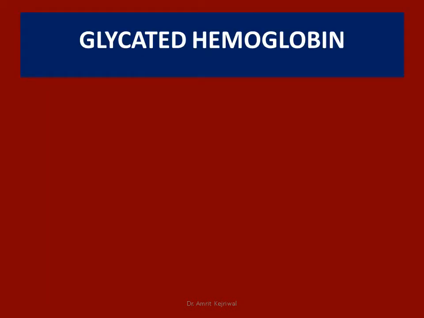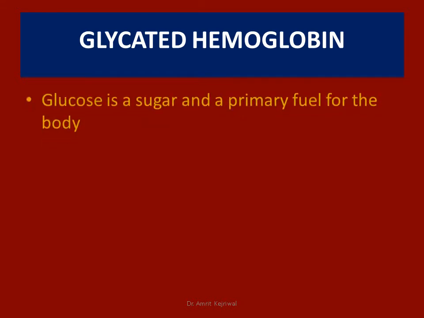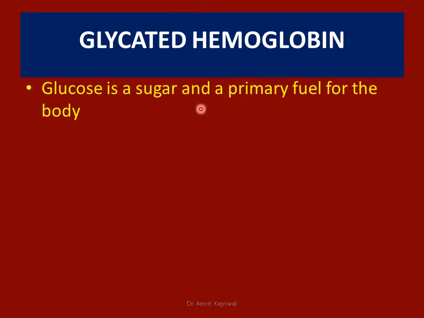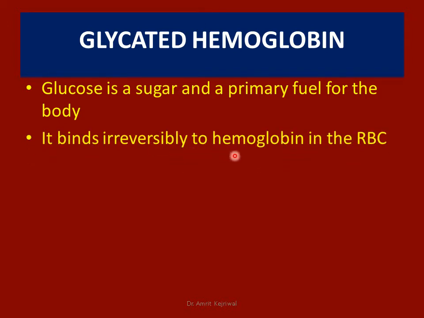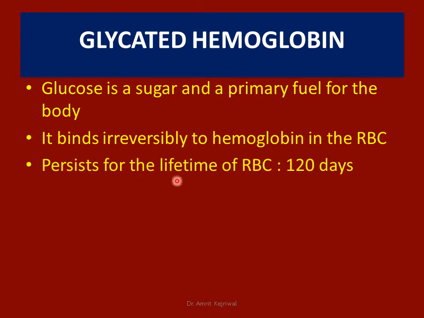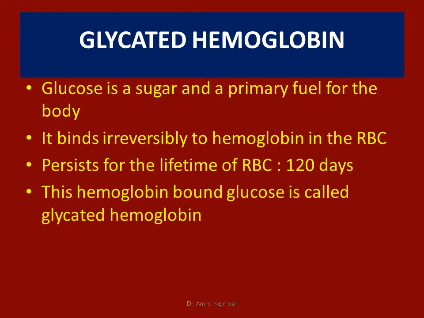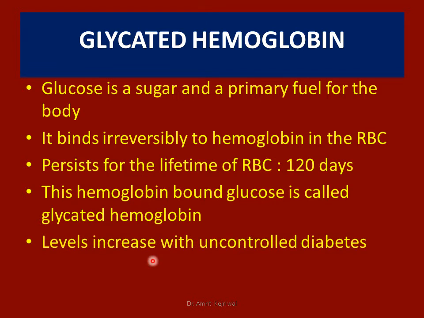What do you mean by glycated hemoglobin? Glucose is a sugar and is a primary fuel for the body. It binds irreversibly to hemoglobin in the RBC and persists for the lifetime of the RBC, which is approximately 120 days. This hemoglobin-bound glucose is called glycated hemoglobin, and the levels of glycated hemoglobin increase with uncontrolled diabetes.